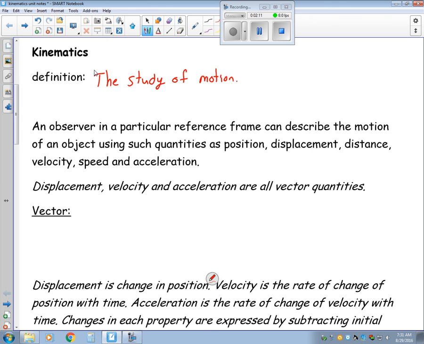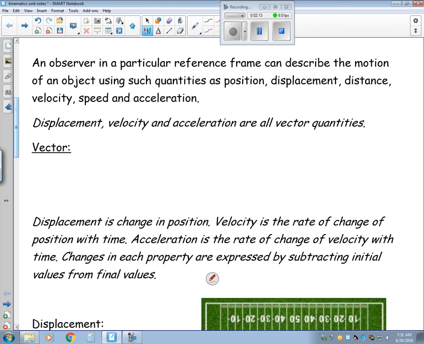Now, you'll notice sometimes I have stuff that's italicized. This is the essential knowledge from your AP Physics 1 curriculum. I just pulled this right out of the curriculum. So displacement, velocity, and acceleration are all vector quantities. So displacement, velocity, and acceleration, these are vectors. So what in the world is a vector? Basically, this is a quantity that has both magnitude and direction.